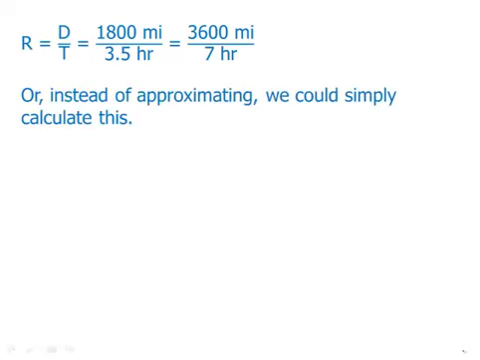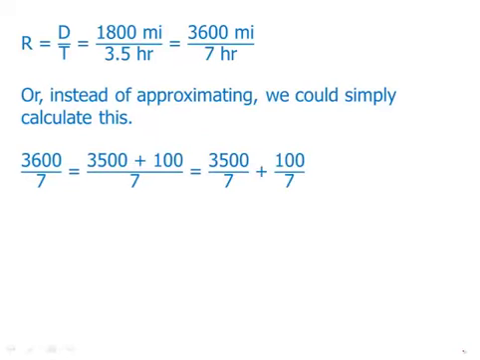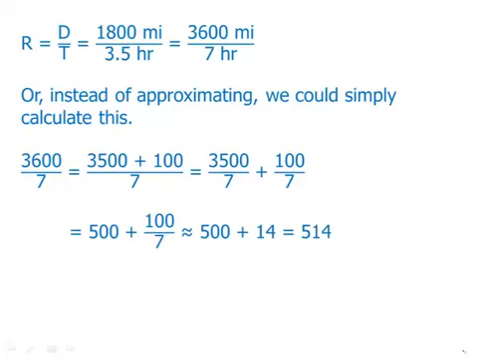Alternately, we could calculate this. We could do a quick calculation without a calculator very easily just by saying, let's think about this, 3,600 over 7. Well, that's 3,500 plus 100. We'll split the fractions up. That first fraction is clearly 500. And how many times does 7 go into 100? Well, it goes into 100 about 14 times. So that's about 514, and that's enough to get us our answer.